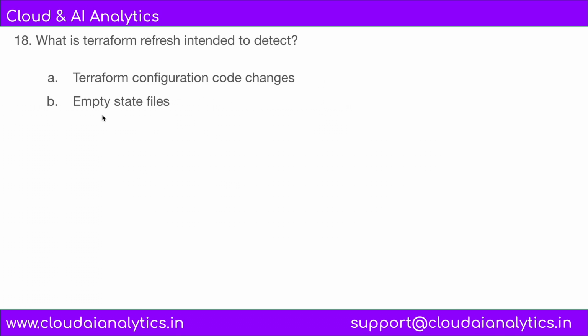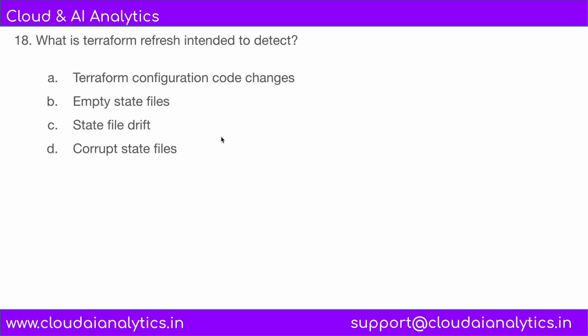Option B, empty state files, option C, state file drift, and option D, corrupt state files. Pause the video, go through the question, understand the options, and then come up with the answer. So that's it. The right option is option C, state file drift. That is what Terraform refresh is intended to detect if there is a drift in the state file.